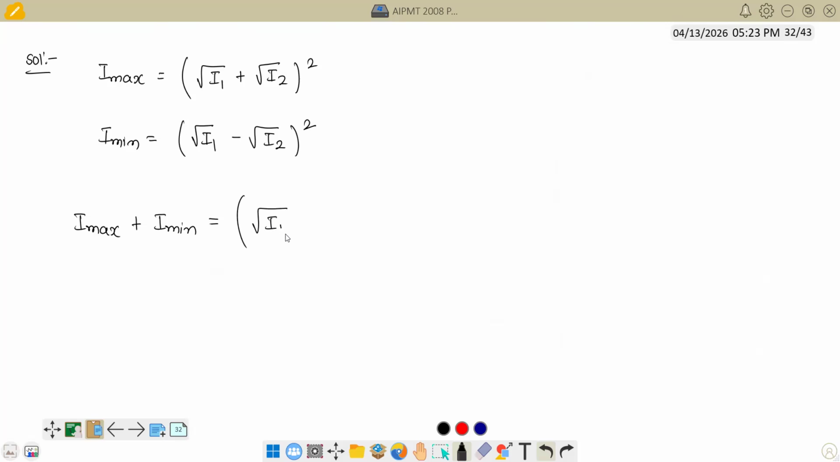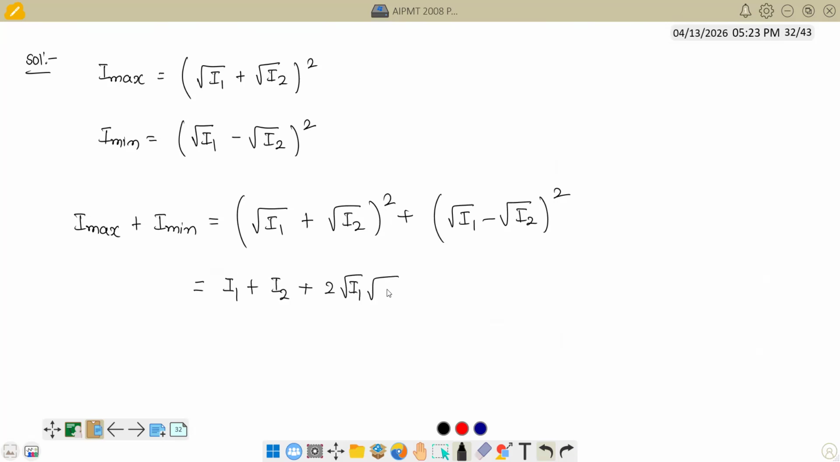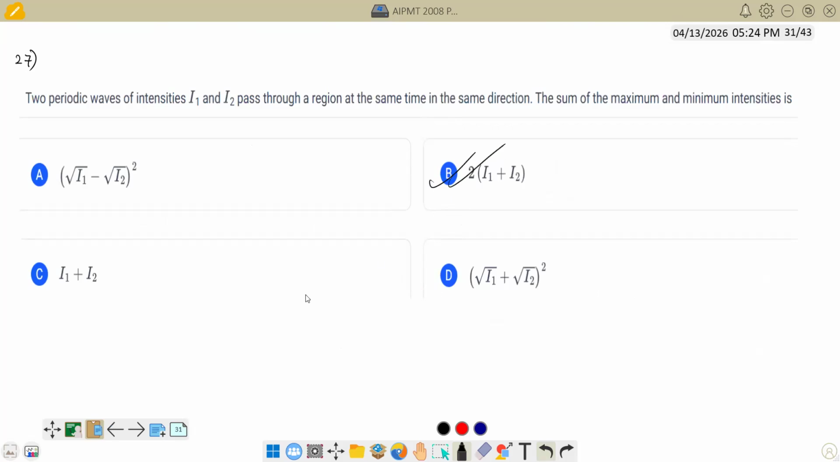It is like adding a plus b whole square plus a minus b whole square, that is, root I1 plus root I2 whole square plus root I1 minus root I2 whole square. So if you already know it, it will be 2 times a square plus b square. But for your convenience, I'll do it. I'll get a square plus b square plus 2 a1 a2, and this would be a square plus b square minus 2 a1 a2. Then these two terms would cancel each other and we get the answer as 2 times I1 plus I2, which would be my option B. We'll go for the next one.